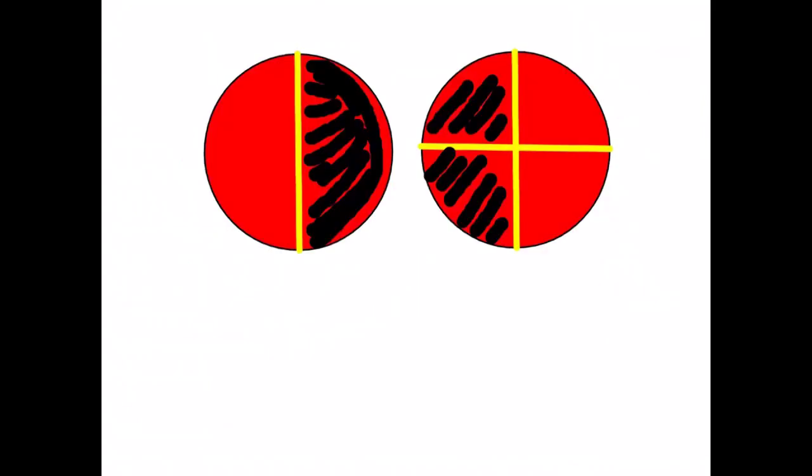Sometimes it helps to see an equivalent fraction visually to understand. So in my first circle, we've got 1/2. In my second circle, I've got 2 quarters shaded. This perfectly illustrates how 1/2 is the same as 2 quarters.